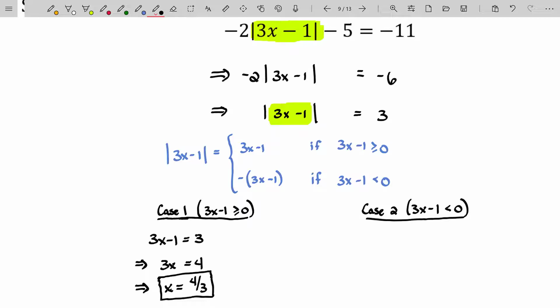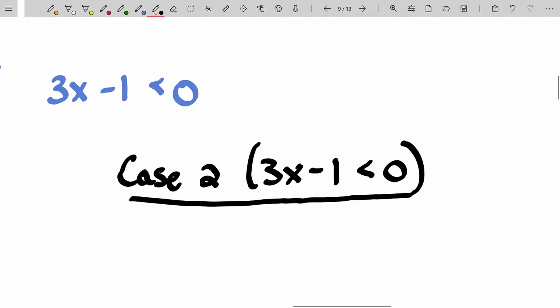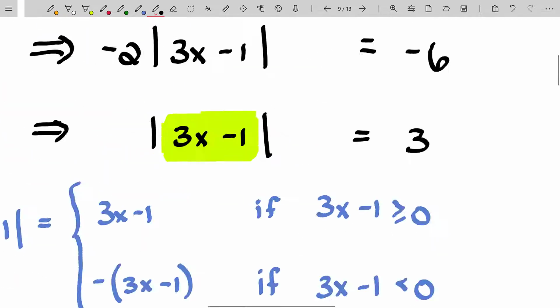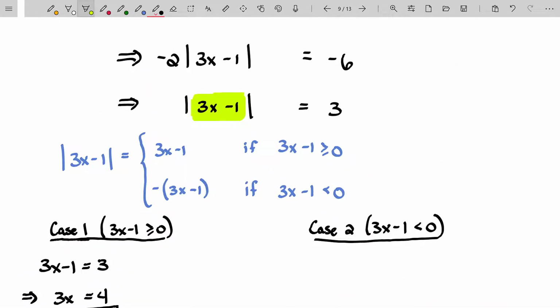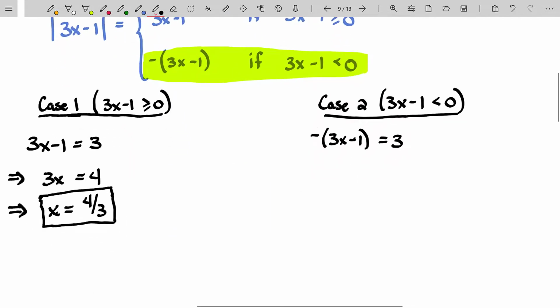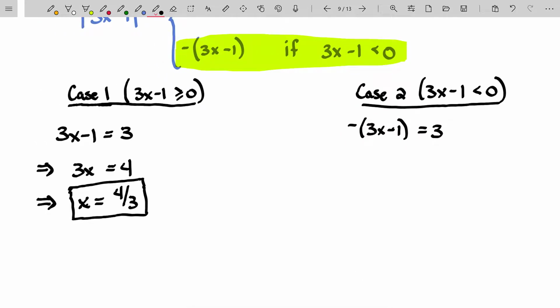On the other hand, what if 3x minus 1 was negative? Well, we can remove those absolute values, but remember, according to the piecewise definition, if 3x minus 1 is negative, then when we remove those absolute values, that left-hand side of this equation right here is going to turn into a negative 3x minus 1. That's using the true definition of the absolute value. I'm just going to go ahead and multiply both sides by -1.